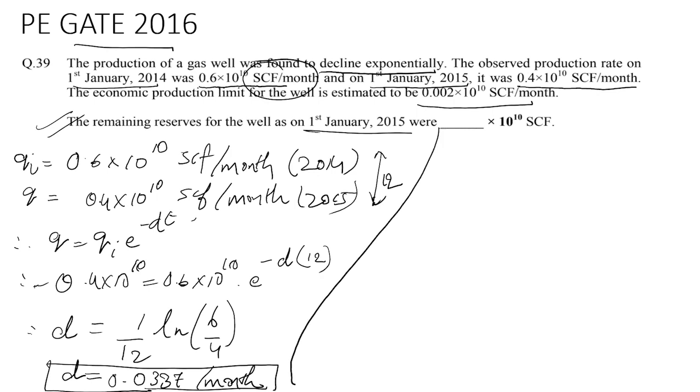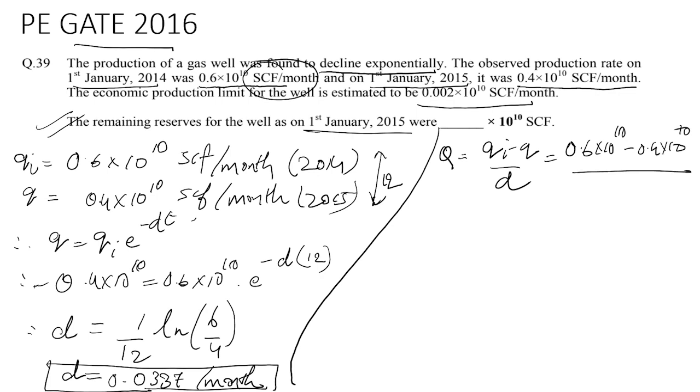So that's the decline rate, and I found it on the basis of per month. Now let's see how much cumulative we were able to produce in the gap of 2014 to 2015. So Qi minus Q by D. So 0.6 into 10 to power 10 minus 0.4 into 10 to power 10 divided by 0.0337. Let's see how the unit also works. It's SCF per month into 1 upon month, so we can obtain the answer directly.